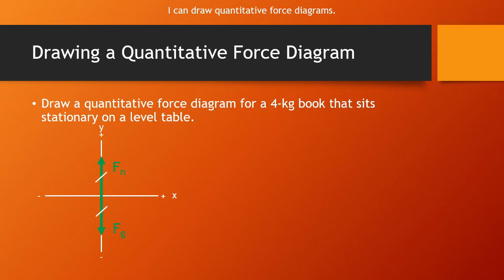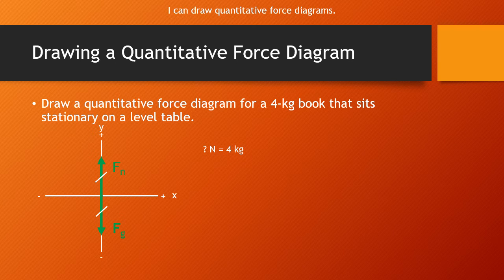But now we do need numbers. We want a quantitative force diagram, meaning I need to put how much force of gravity, how much normal force is acting on the book. Well, this goes back to the mass. We're told that the mass of the book is 4 kilograms. Again, I know it's a mass because the unit is kilograms, so I need to know what that translates to for a weight. I need to know the weight of the book. So I want to know how many newtons are equal to 4 kilograms.